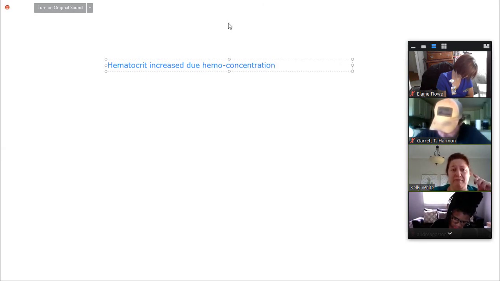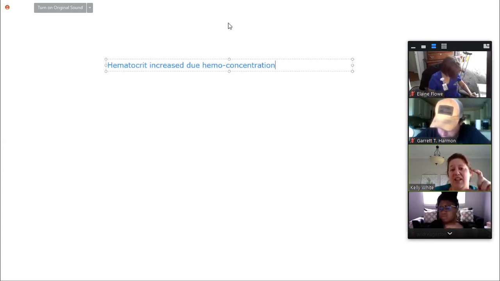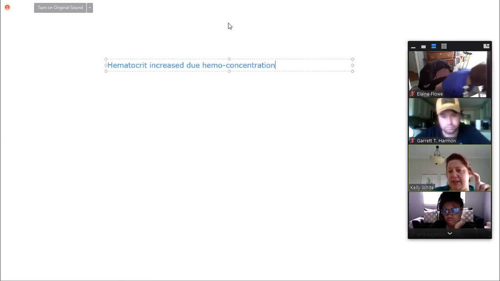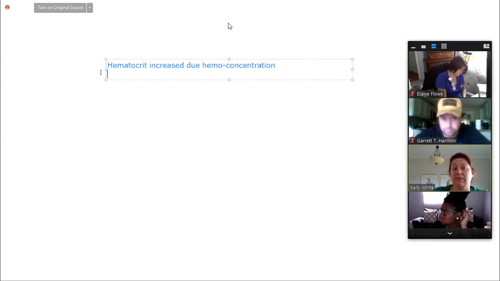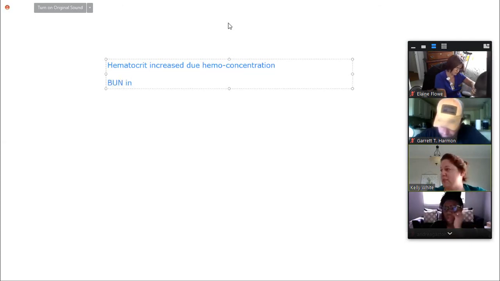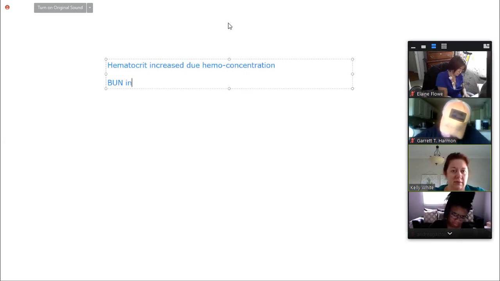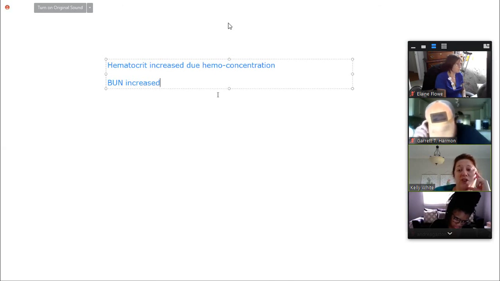So all that hematocrit, or all that blood, it doesn't have enough fluid volume to dilute it. So it's going to look like there's a whole lot more blood in comparison to your fluid volume. So it's going to have increased viscosity. Probably. You're also going to have an increased BUN. So your BUN and your creatinine, if you don't have enough fluids to flush out your kidneys, it's going to show that in your BUN and creatinine.